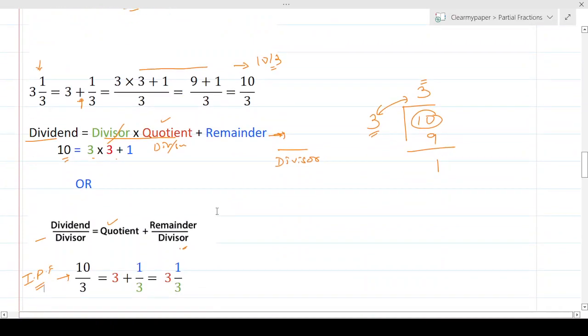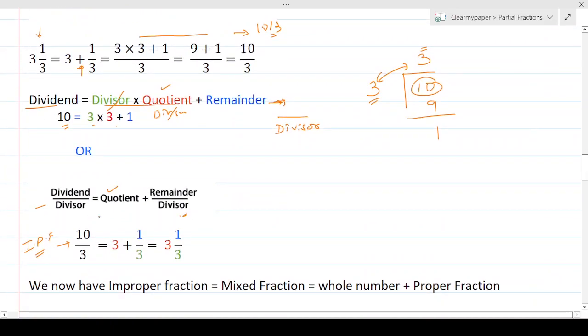So 10 over 3 is equal to, what is the quotient? The quotient is the one in red color, which is 3, plus the remainder, 1, in blue color, divided by the divisor, which is again 3, in green color. And whenever we express mixed fractions, if I remove the plus sign, I can also use this mixed fraction notation to express that.